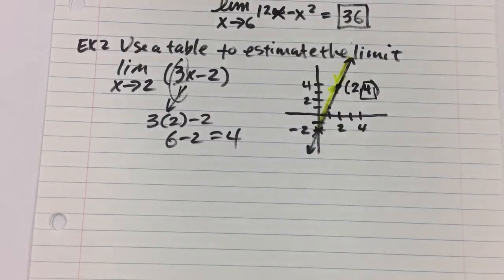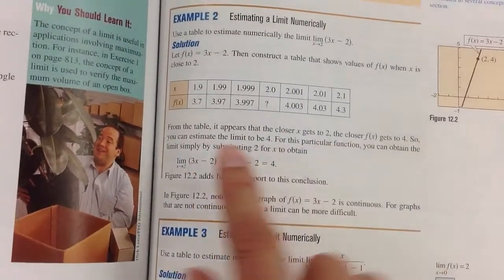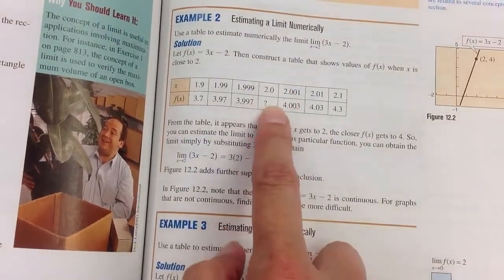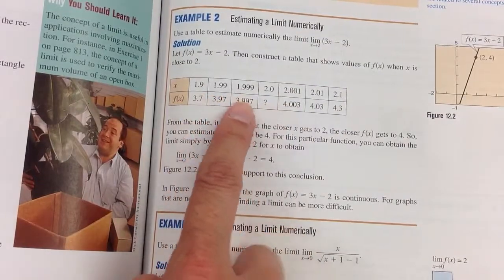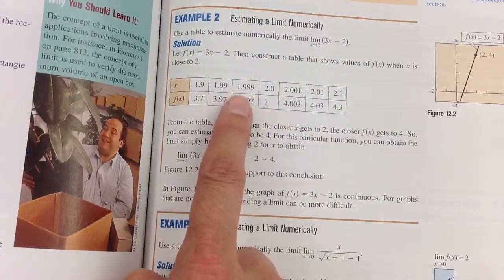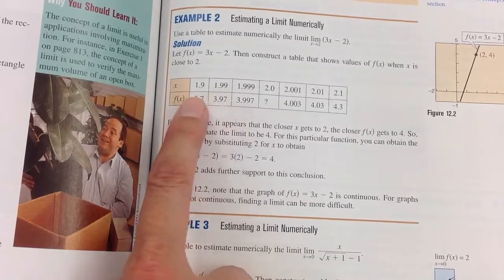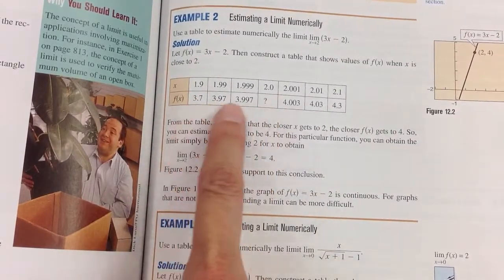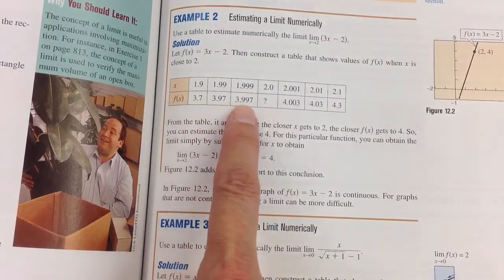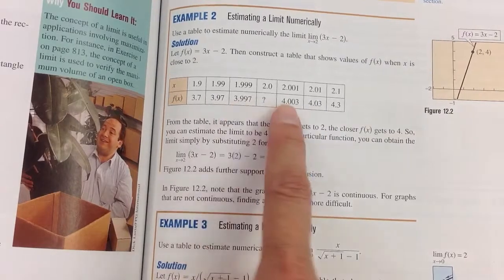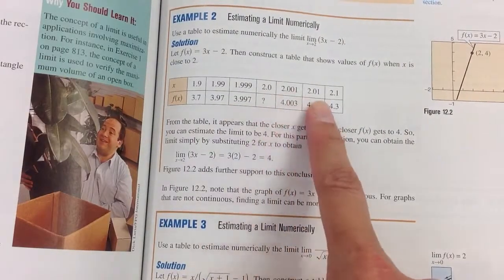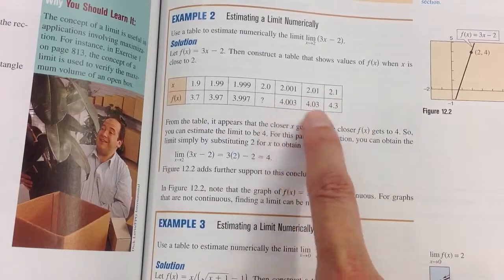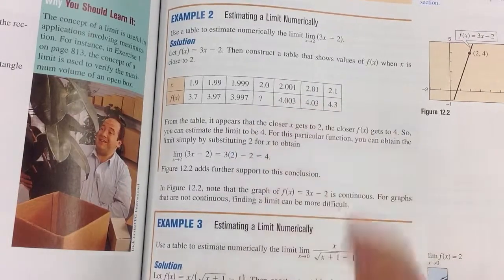We want to look at our table too, our table values. So if we were to put this in our calculator, we would get a bunch of numbers like this, right? And we would get 2, 4. But what we want to look at is what's happening to the left of 2 at 1.9, 1.99. Is it approaching 4? Are the numbers getting bigger and bigger close to 4? Yeah. How about after 2 at 2.001, 2.01, 2.1? Are the numbers close to 4? Yeah, they're getting bigger than 4.